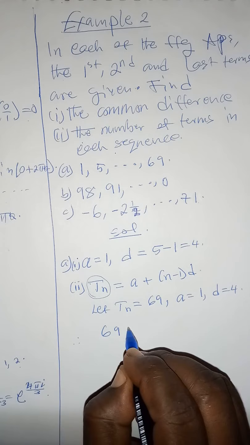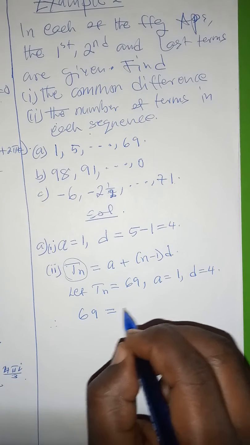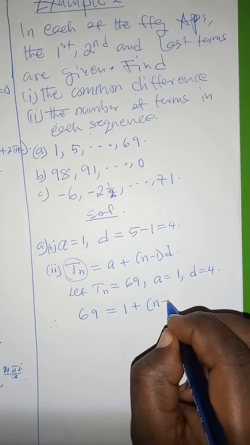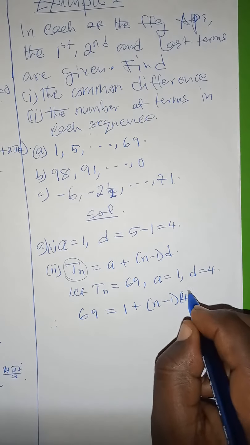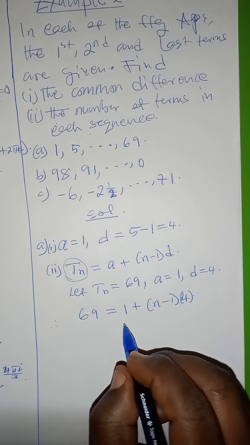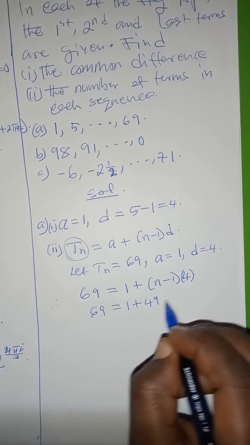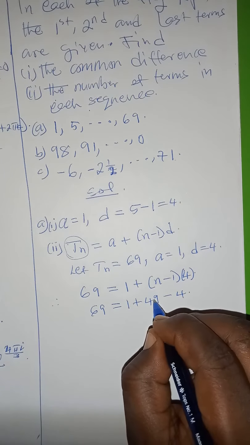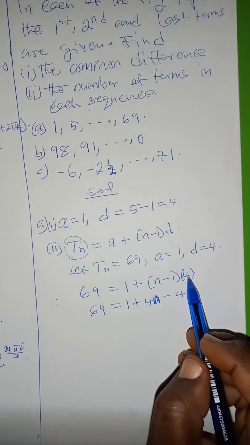And so I'm going to have 69 is equal to, what's the first term? 1 plus (n minus 1) times 4, which is the common difference. Okay, like this. If you like, you put a bracket, no problem. Now you can expand this bracket, open the bracket, to give you 69 is equal to 1 plus 4n minus 4, right? So if you open the bracket, you have this.